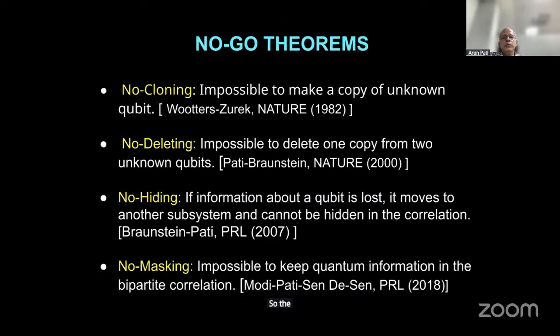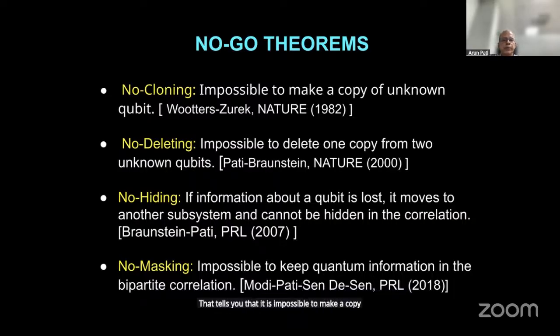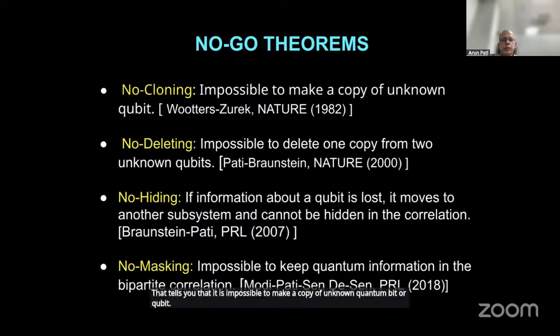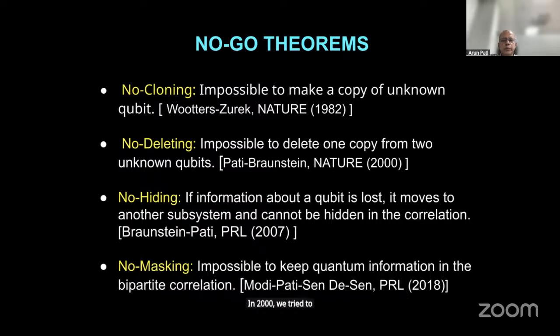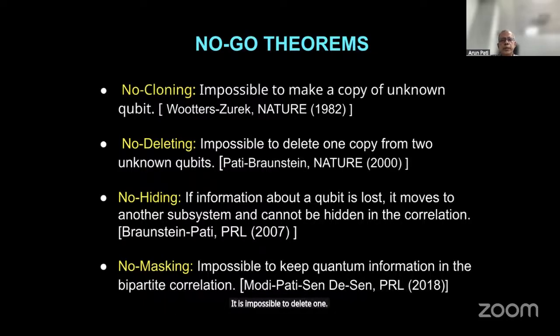The first no-go theorem is the no-cloning theorem, which was proved by Wootters and Zurek in 1982. It tells you that it is impossible to make a copy of an unknown quantum bit or qubit. In 2000, Braunstein and I proved that, given two copies, it is impossible to delete one from two identical copies of an unknown qubit. And in 2007, we proved something called the no-hiding theorem.